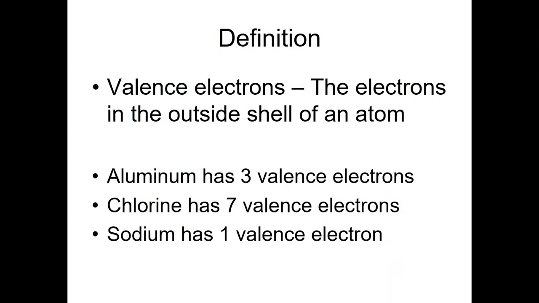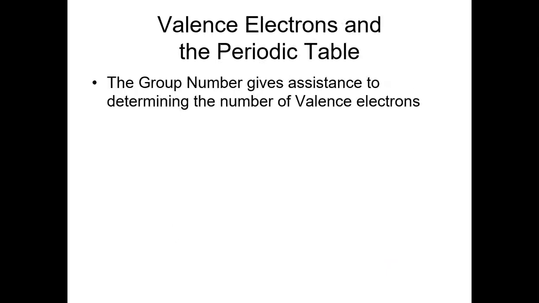So for instance, aluminum has 3 valence electrons, chlorine has 7, sodium has 1 valence electron, so those are the valence electrons, the ones in the outermost shell. When we talked about the periodic table earlier, we mentioned the fact that there are groups and that some of the groups have a helpful assistance. The group number gives us the number of valence electrons. It makes it really, really easy.